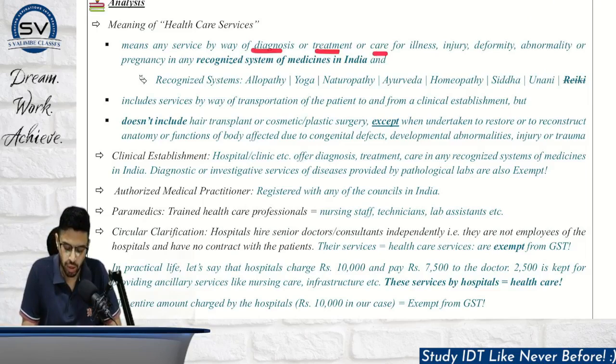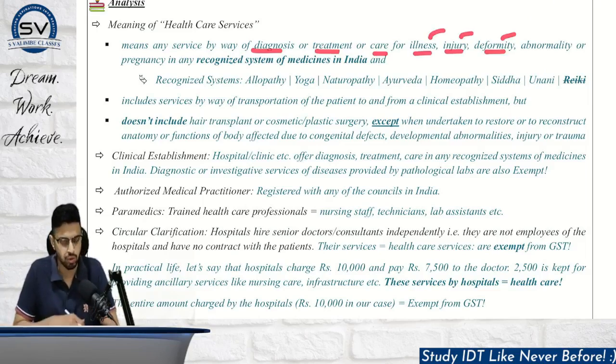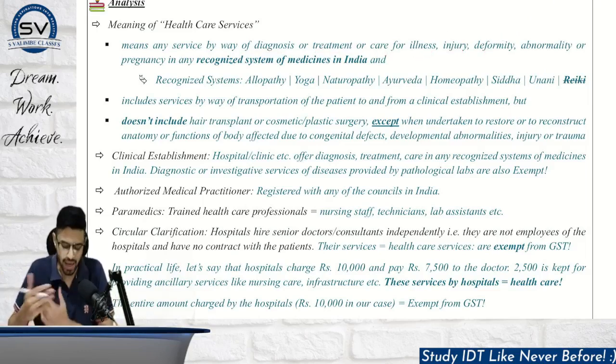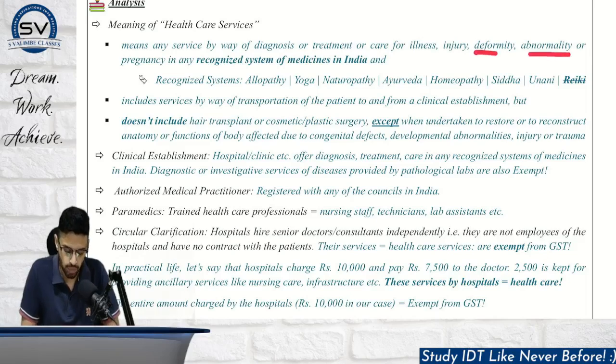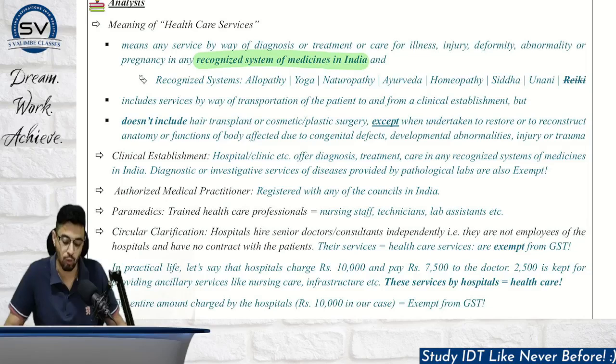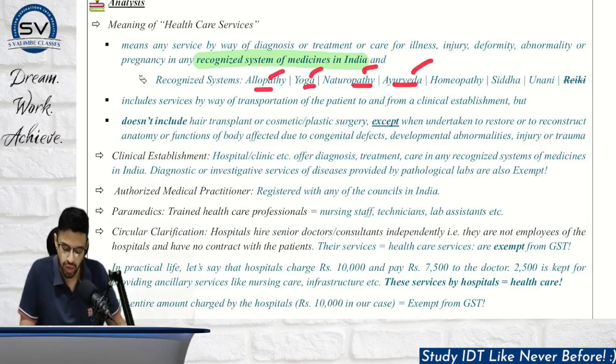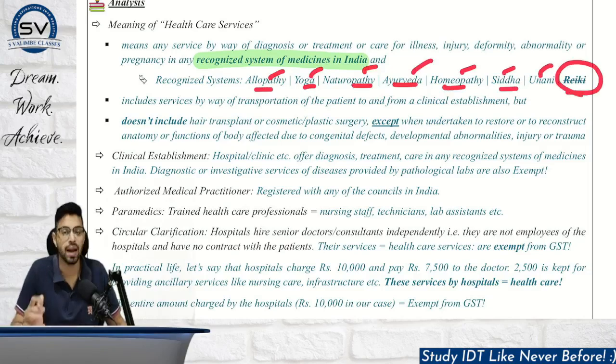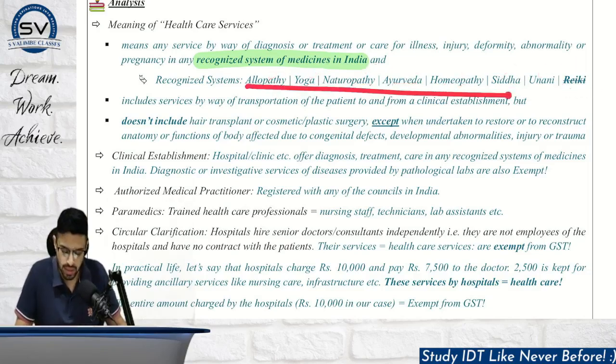Or treatment or care for any illness, injury, you fell sick, any kind of injury, illness, deformity, abnormality, or pregnancy in any recognized system of medicines in India. This is the most important point to be focused upon. Recognized system of medicine. Now, what do you mean by recognized system? It means allopathy, yoga, naturopathy, Ayurveda, homeopathy, Siddha, Unani, but Reiki is not covered. You have to learn this list.